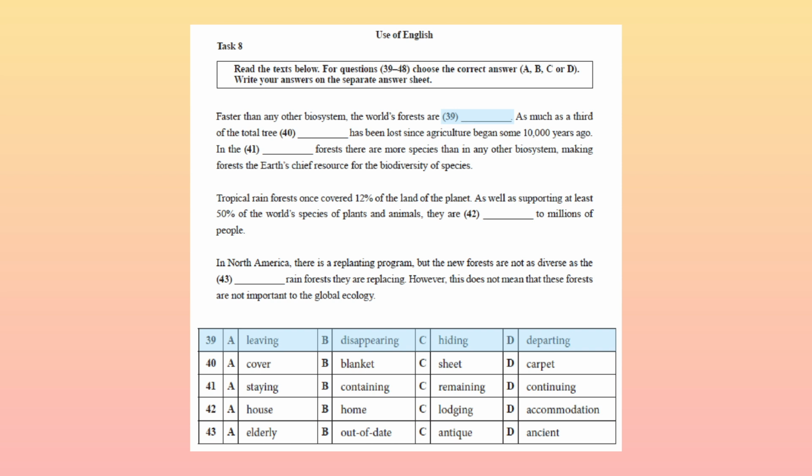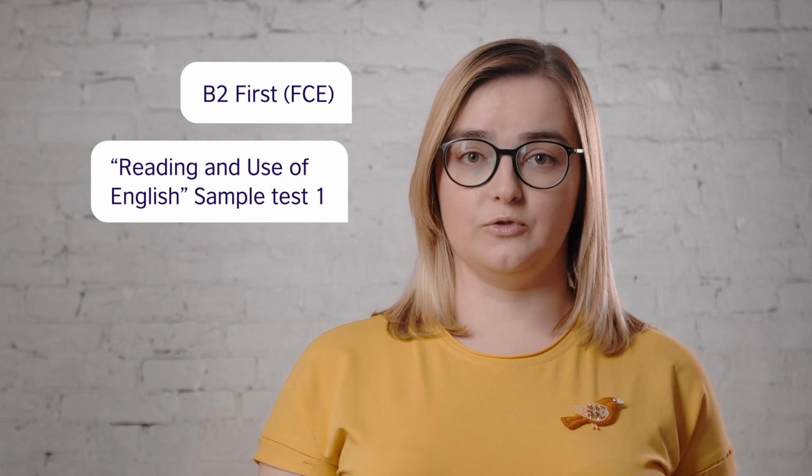The next sentence tells us about trees being lost. This is a hint that helps us choose the right answer. The only possible right option here is disappearing. Bingo! Let's move on. Open cloze. Here's an example of an open cloze task taken from B2 First.